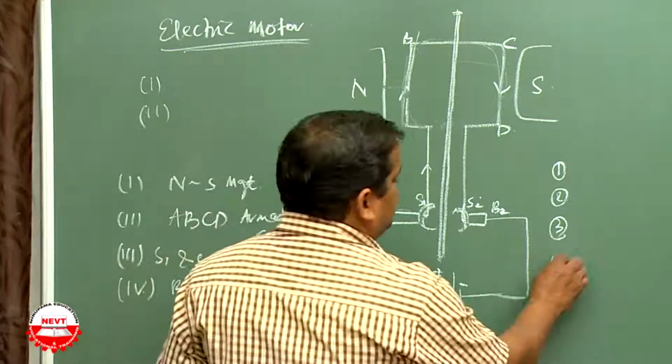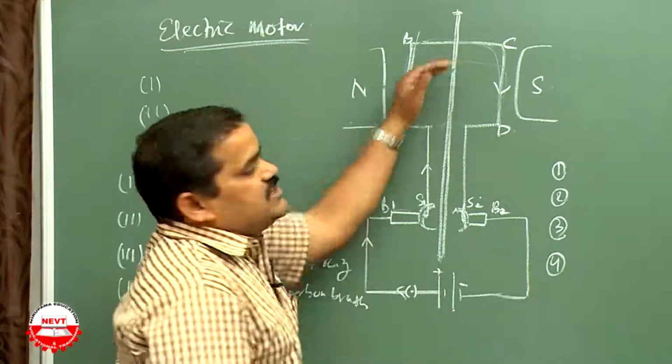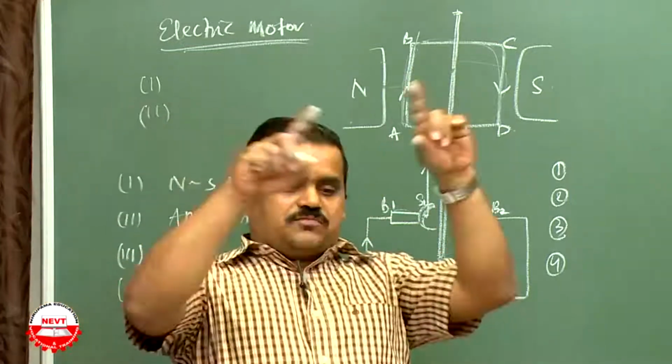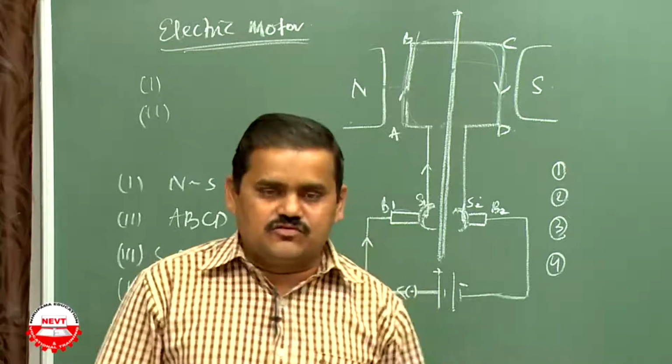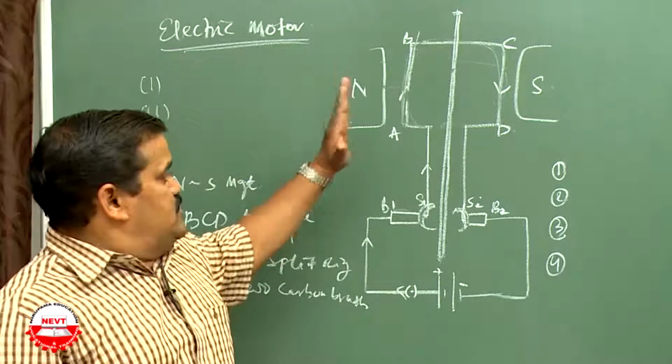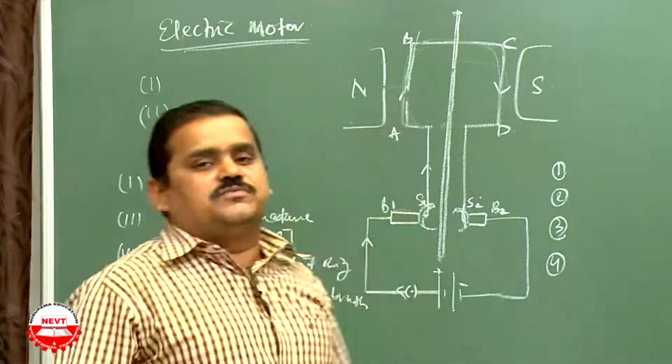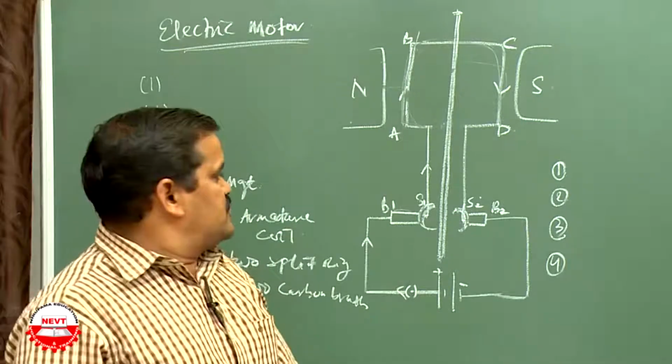Then fourth one, surface area of this armature coil. With a larger surface area of the armature coil, the motion will be faster. With a smaller surface area, motion will be slower. It's okay? So these are the four factors on which the speed of the motor depends. You should also know the devices using motors: electric fan, grinder, water pump, washing machine, CD player. Mainly in them we are using motors.